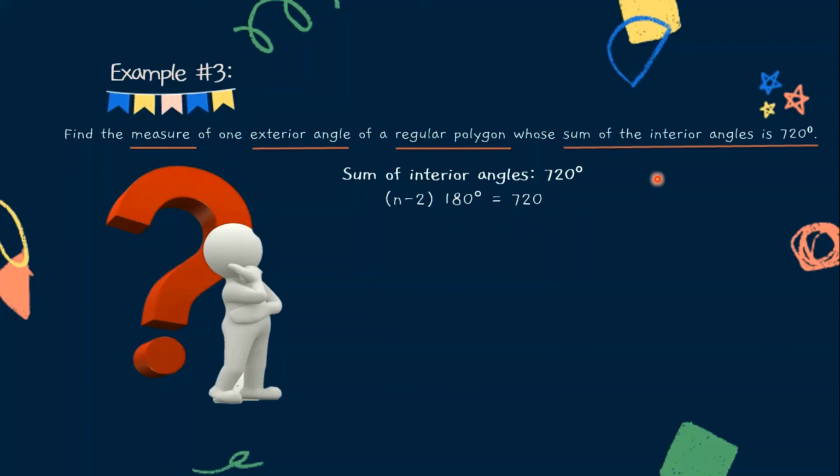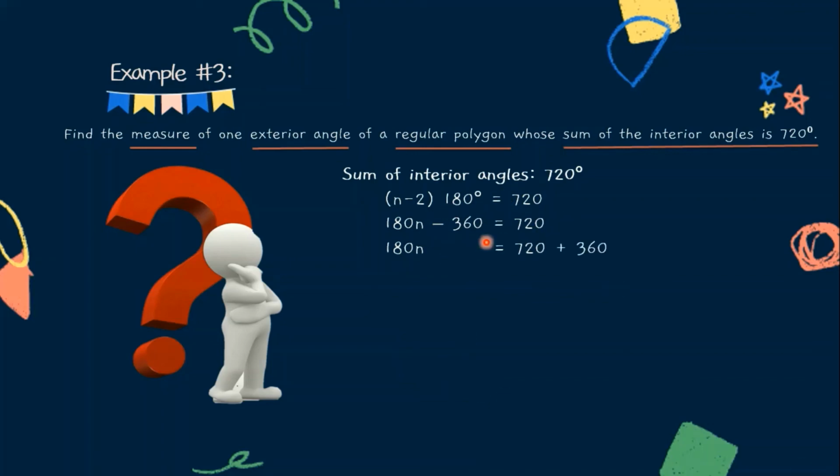720, because our sum of interior angles is 720 degrees. So, let's proceed and perform the operation. 180 is distributed to n and to negative 2, or minus 2. So it becomes 180n, 180 multiplied to n, and then 180 multiplied to 2 is 360. Let's copy the minus sign. Equal to 720. So, let's transpose.